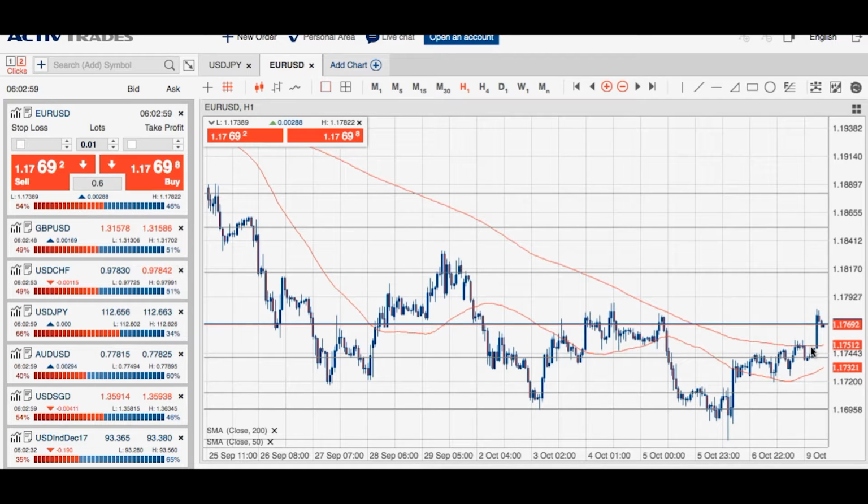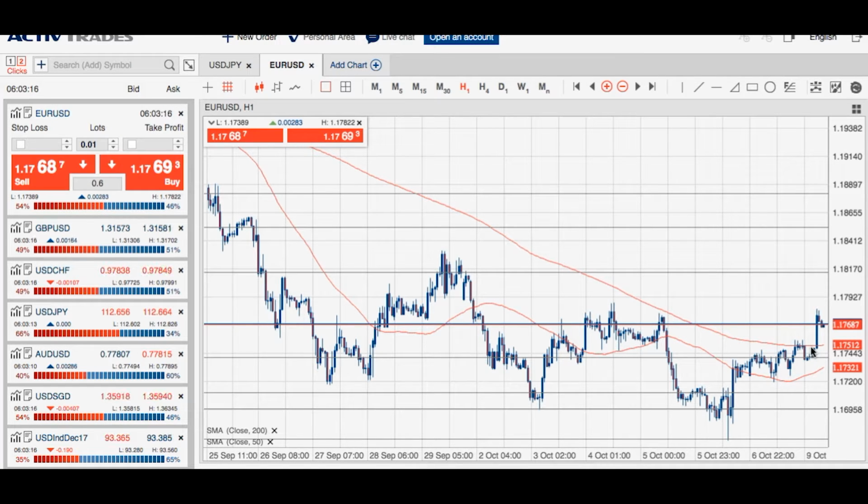If we have a look at the key market moving events this week for the euro dollar, we have the FOMC meeting minutes out on Wednesday. We also have a raft of US data coming out later on in the week. We have retail sales, consumer price inflation, and we also have PPI figures.